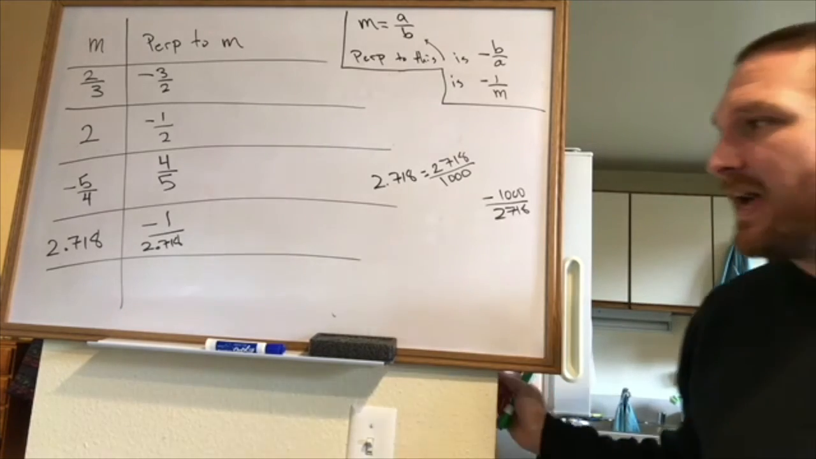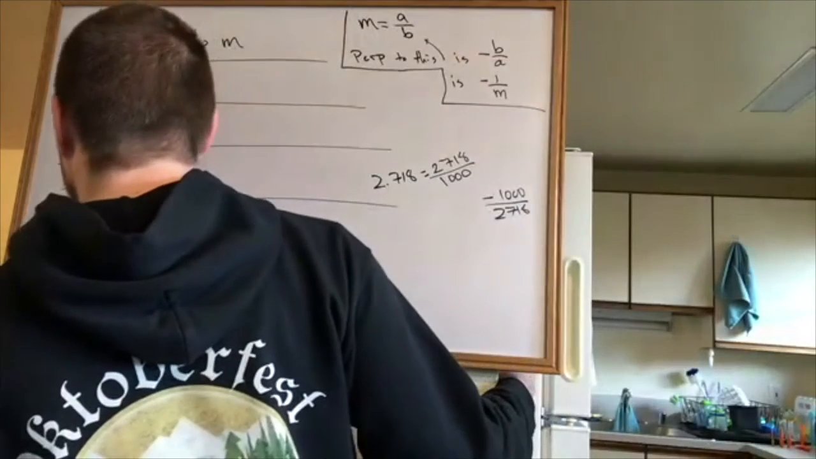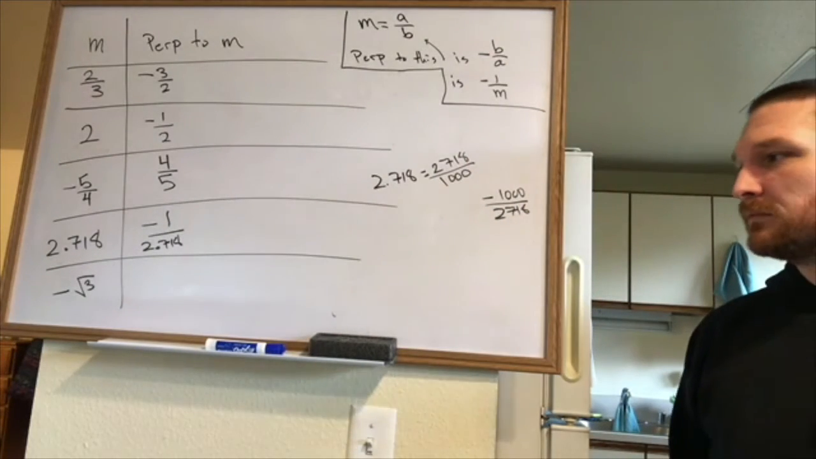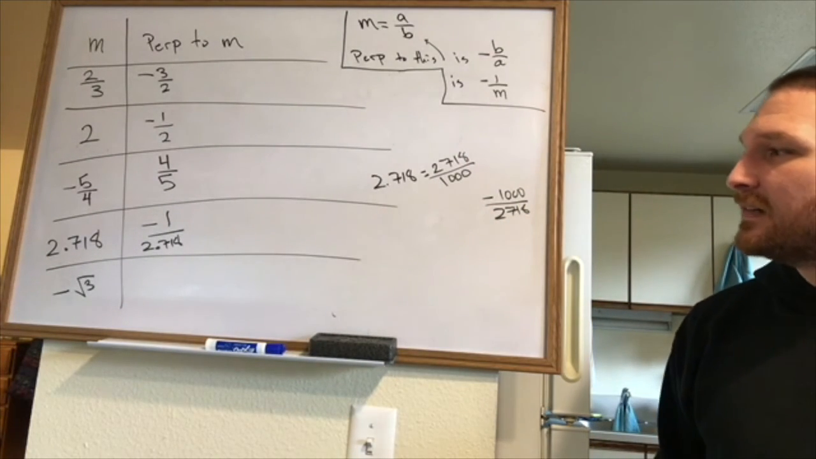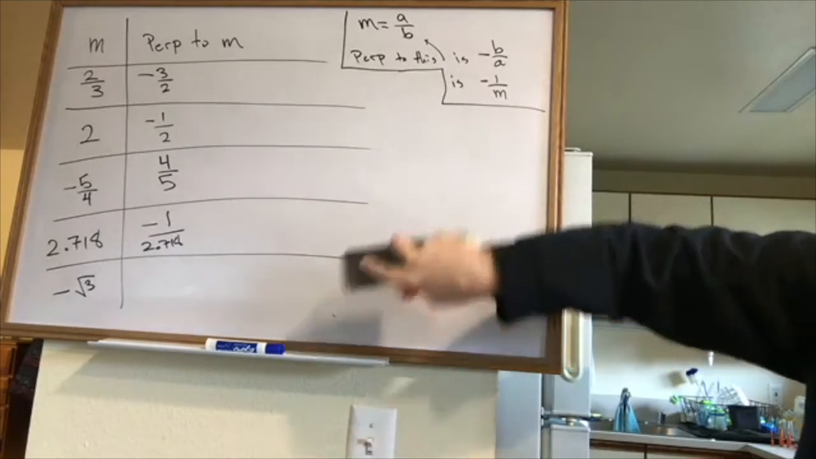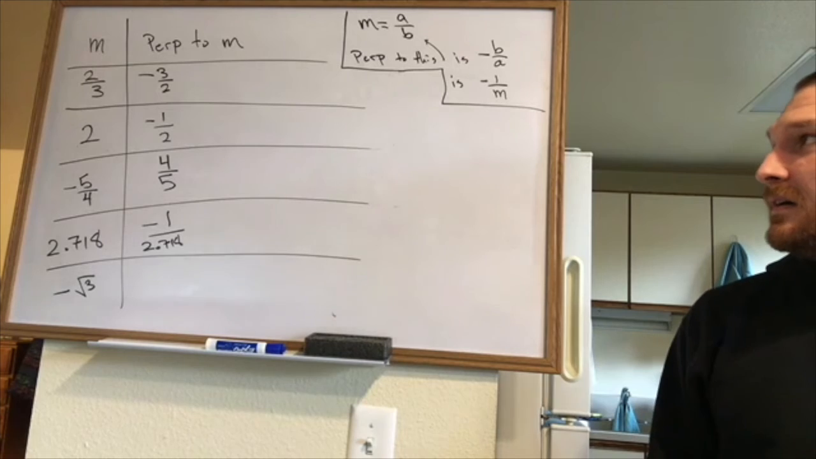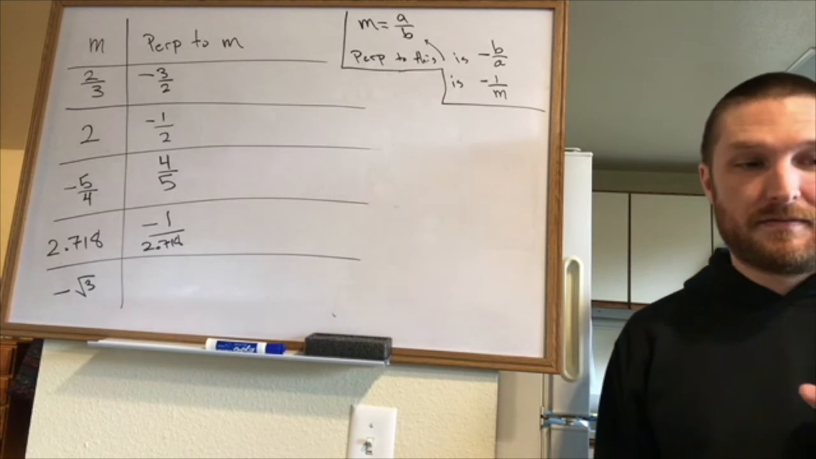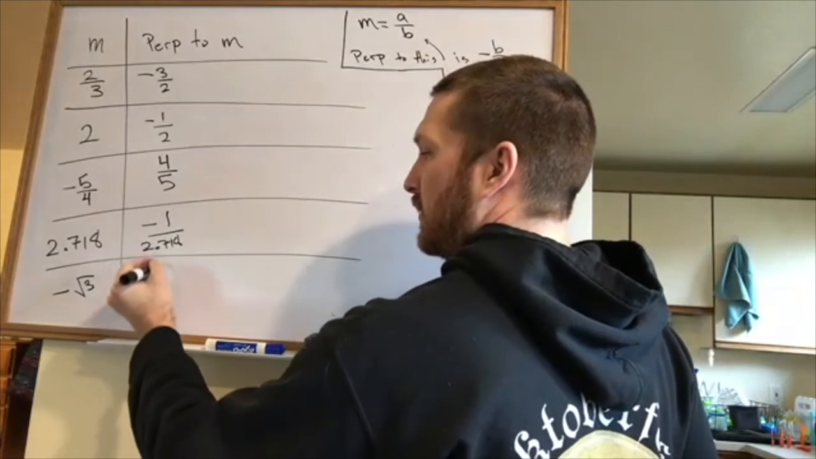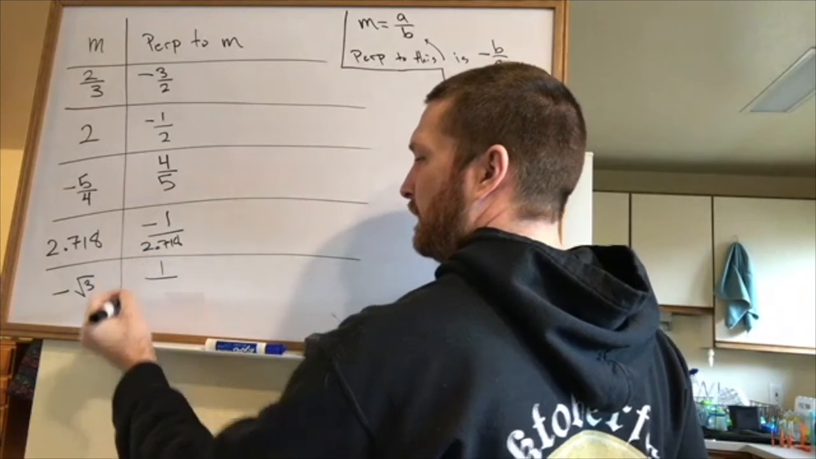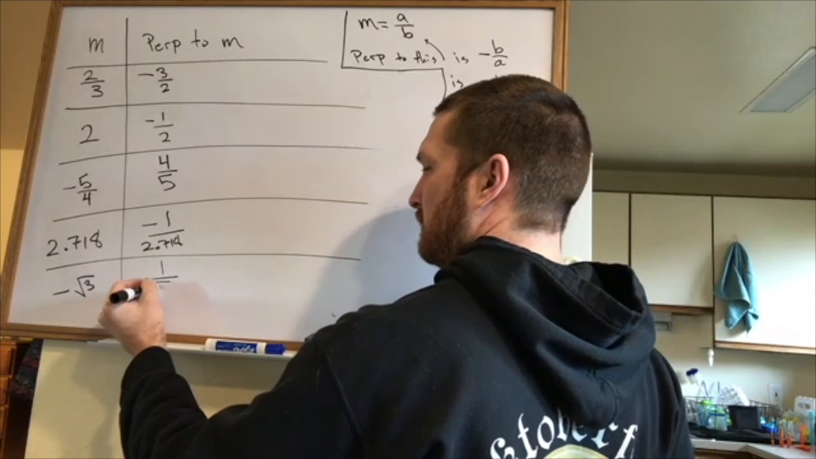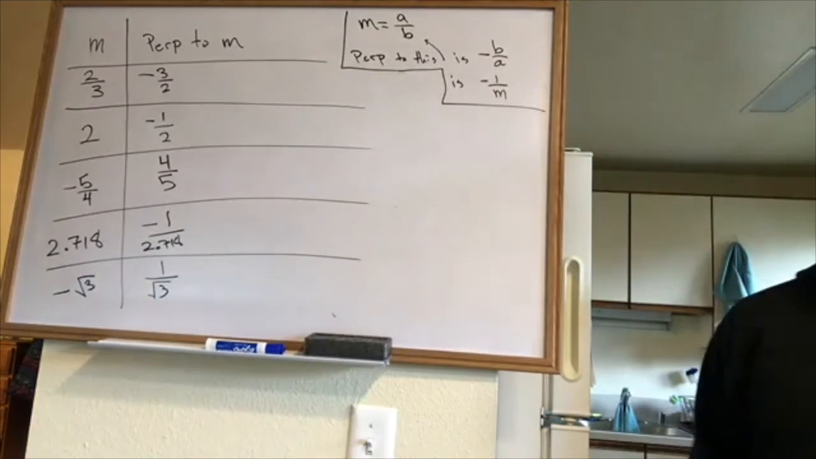So if I had, I don't know, -√3, what am I going to do? Sorry. 1/√3.